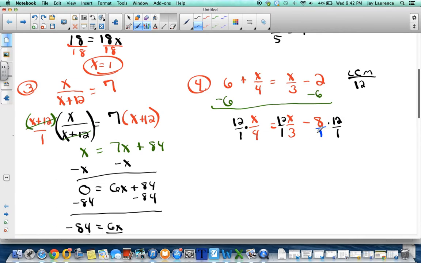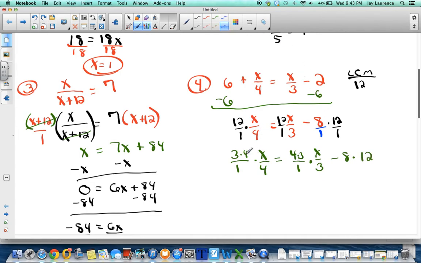Now, the 8 really didn't need to be over a 1, but since I wrote it that way, no big deal. Now, look, isn't 12 3 times 4? And, of course, we have times x over 4, right? And 12 is 4 times 3 times x over 3. And then these I'm not going to write as a fraction. I'm just going to write like that.